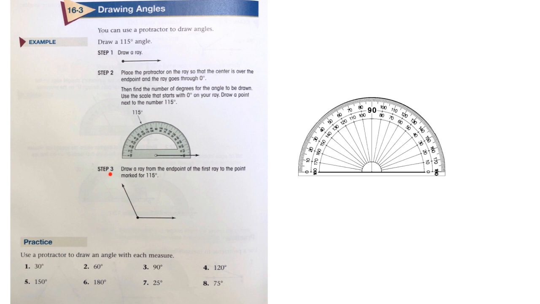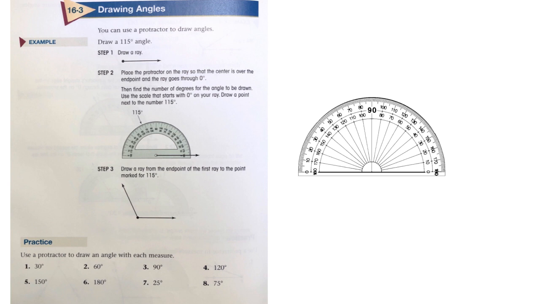But step 3 of drawing an angle is you draw the ray from the endpoint of the first ray to the point marked at 115 degrees. So you start with making one ray, you measure it, and make the line to it. Here we could use our protractor for drawing angles for each measurement. So we could do a couple.